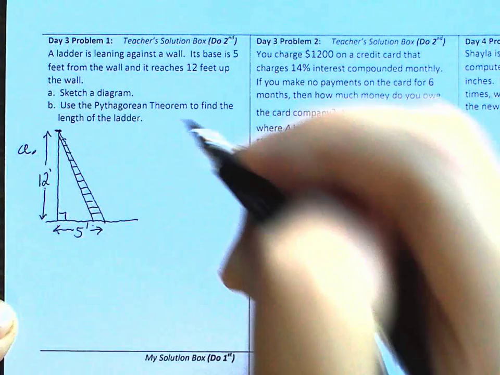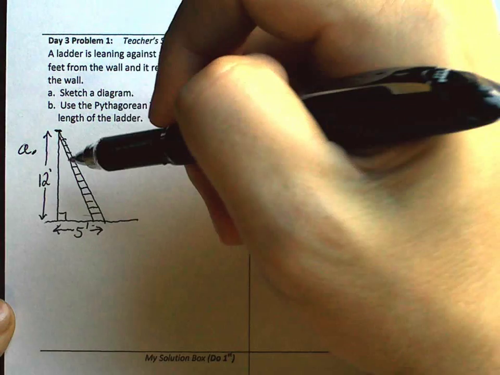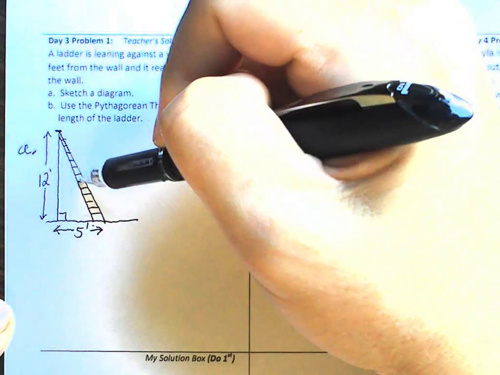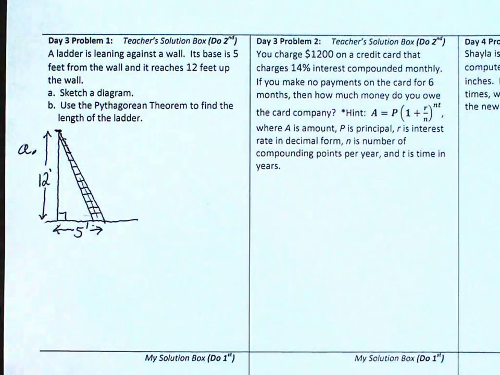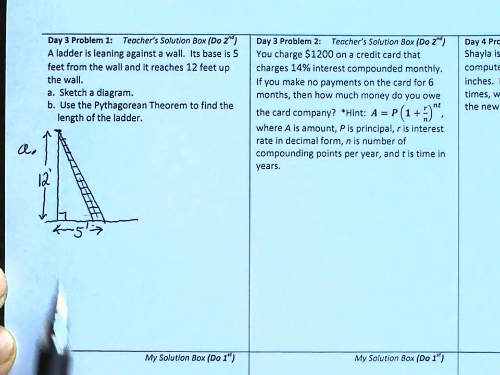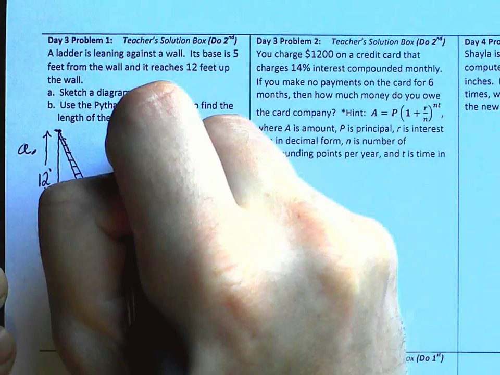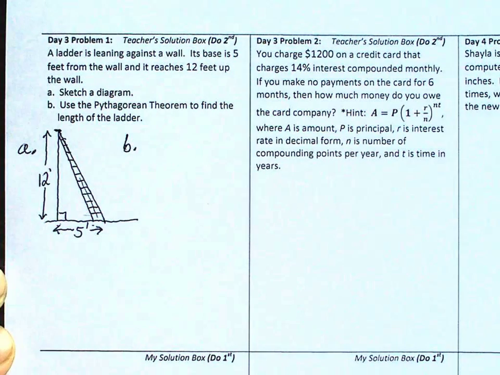And what we're asked to figure out is how long's the ladder? How long is this side right here of this triangle shape? We don't know how long that is, but in part B, we're given a hint of how we can find that. Use the Pythagorean theorem. So this is our drawing for part A. Let's tackle part B. Use the Pythagorean theorem.